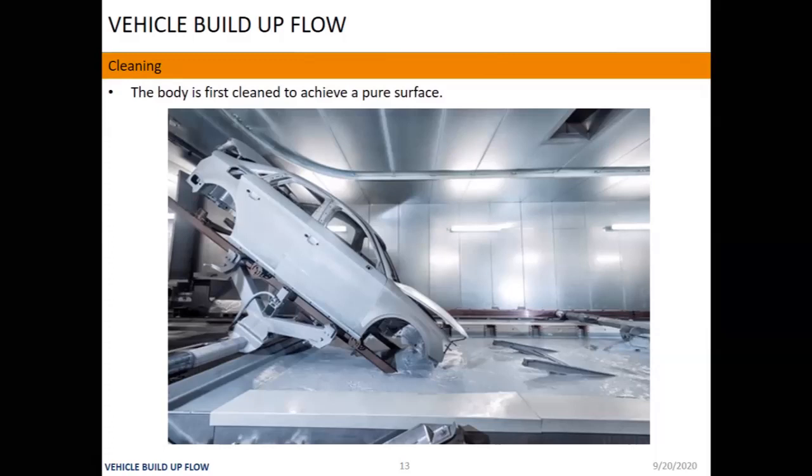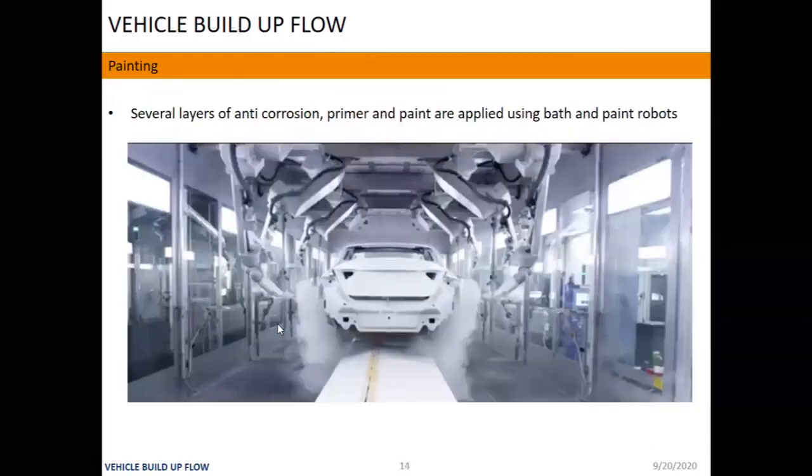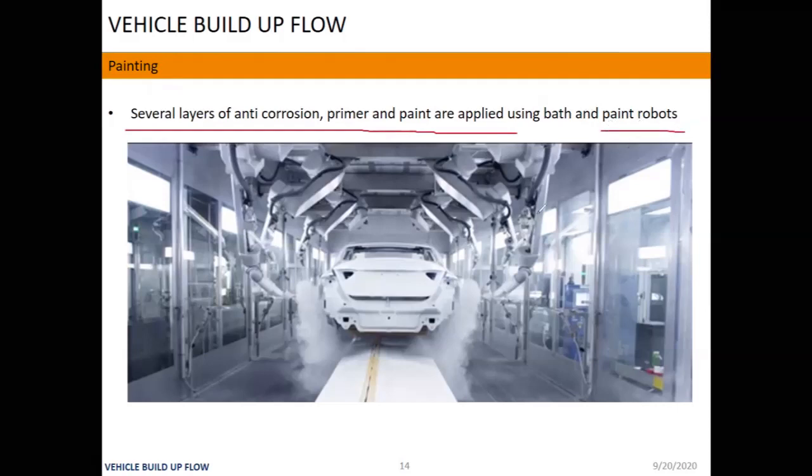So once it passes through the painting, the painting process is done for several layers of anti-corrosion primer coating, and the paints are applied either by robots or, in some area where there is an accessibility issue, by a manual person. If there is an access issue, then any person can go with the spray in that area only.